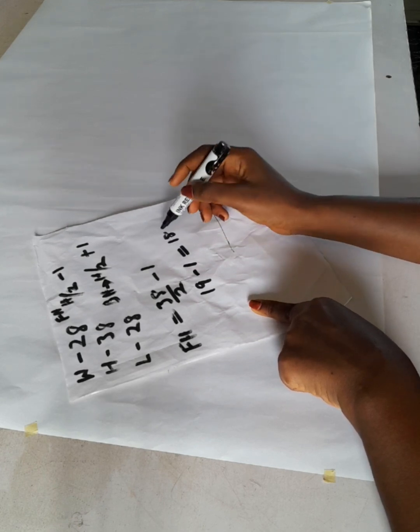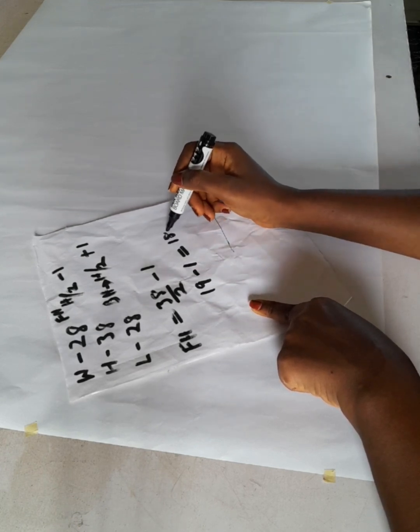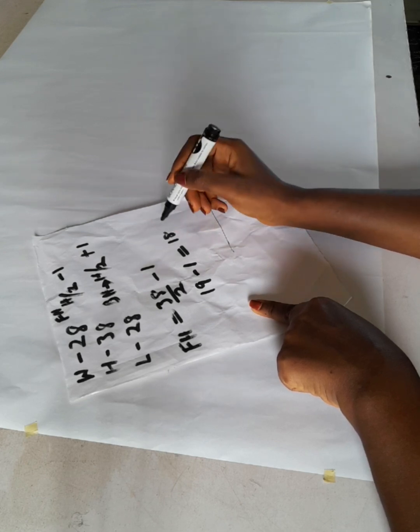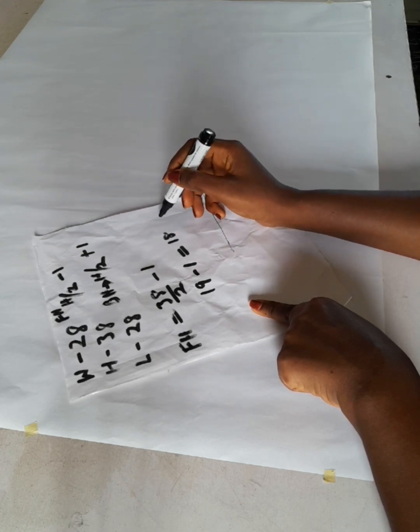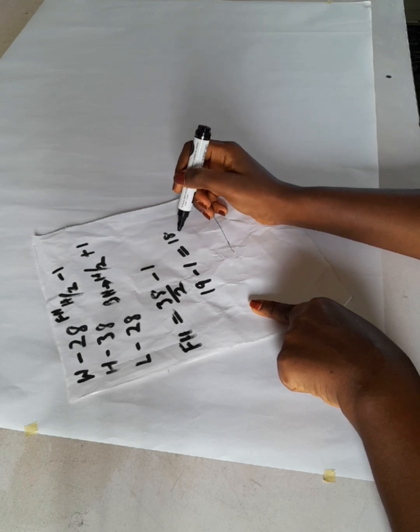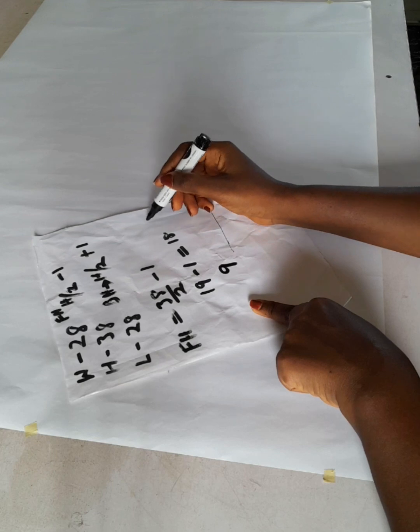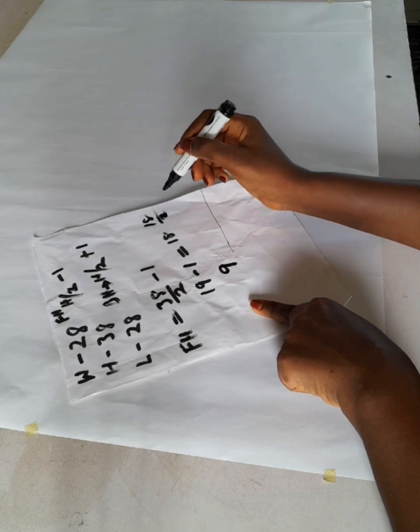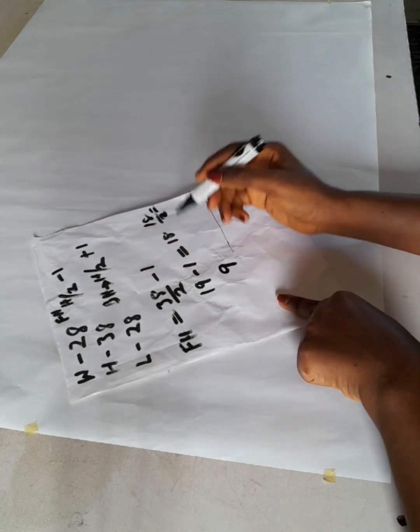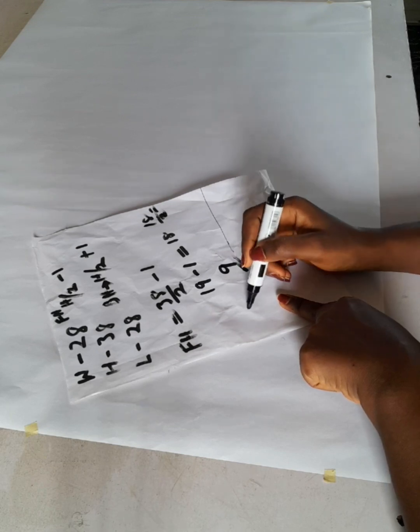Can you get that now? That means 18. For us to use this 18, we are going to divide it into 2. That is, 18 divided by 2 will give us 9. This is what we are going to use for the front hip.